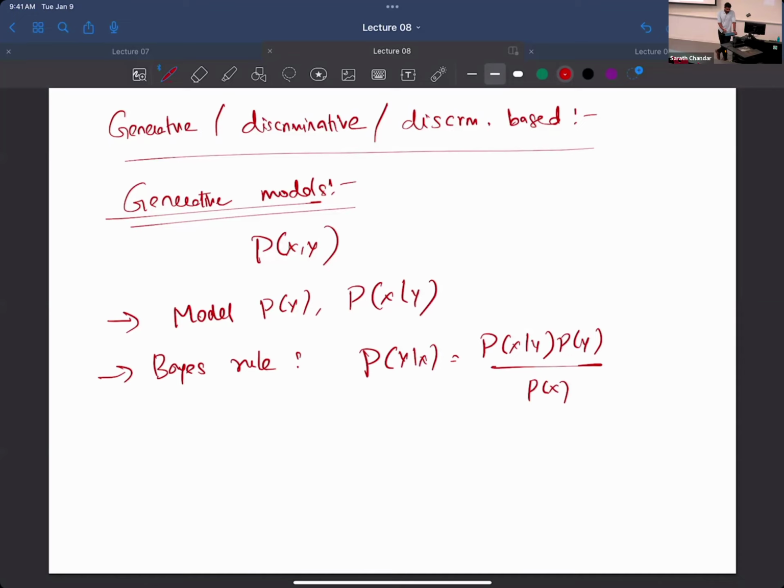Okay, now there are many advantages of having a generative model. For example, one of the use cases is that we could actually generate synthetic examples.